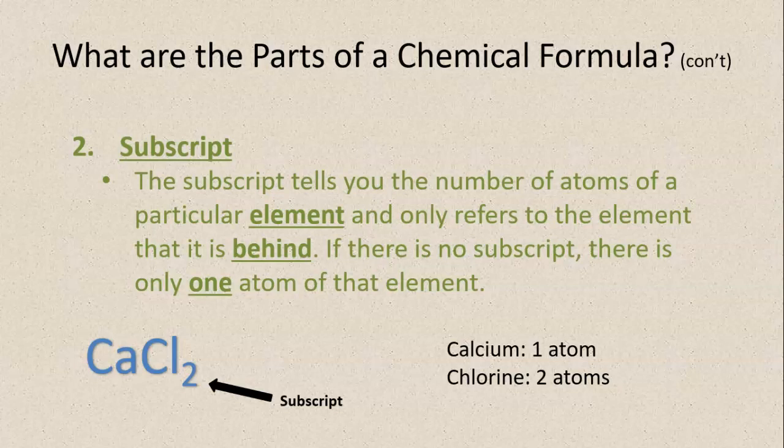A lot of times in math, we don't put a 1 in front of a lot of things because multiplying by 1 is the same thing as having that number there. So it's like multiplying by 1. So the 2 right here is the subscript, and it goes with the Cl. So we have CaCl2. That means we have 1 atom of calcium, because there's no subscript after it. And we have 2 atoms of chlorine because of the subscript 2 here, which goes with the chlorine.